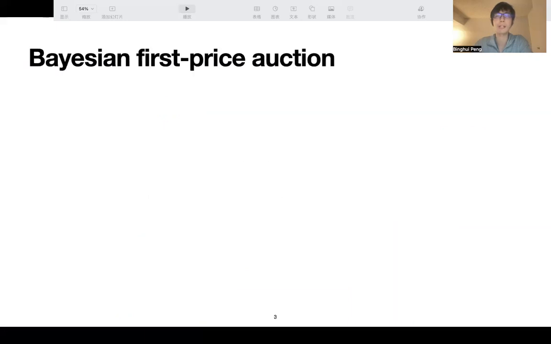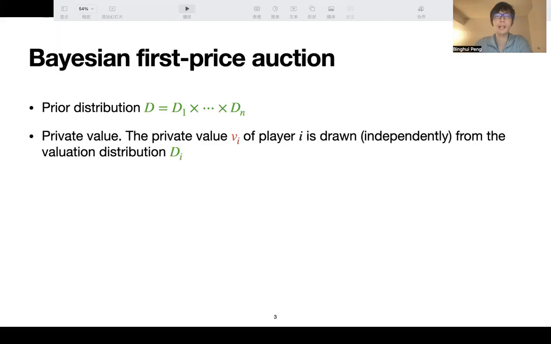The first price auction is usually studied in the Bayesian setup. That is, we assume there's a prior distribution D, and for each player, its own private value Vi is drawn from the valuation distribution Di, and these distributions are independent. The private value Vi is known to player i, but it's invisible to other players. But the prior distribution D is common knowledge for all the agents.